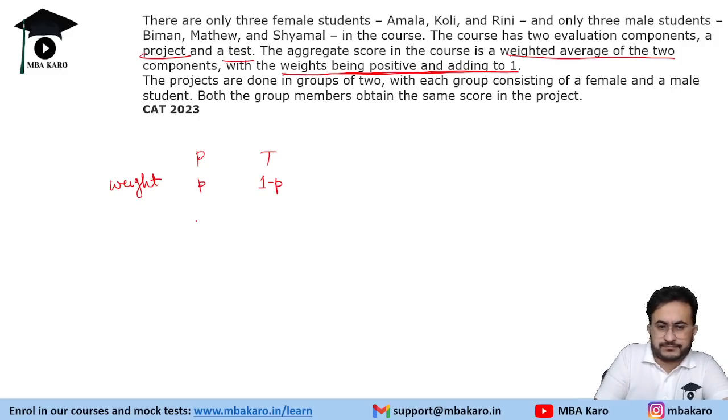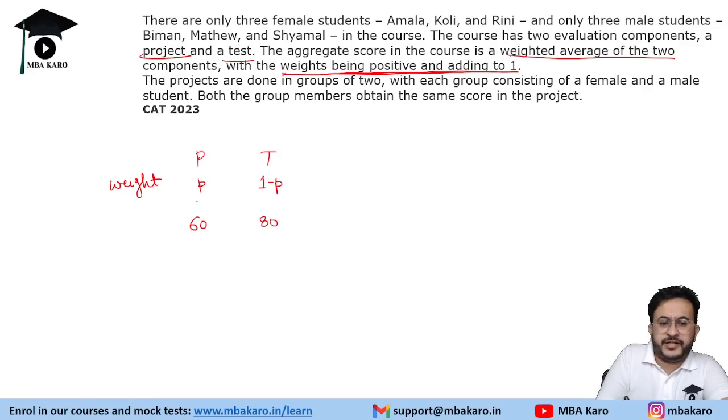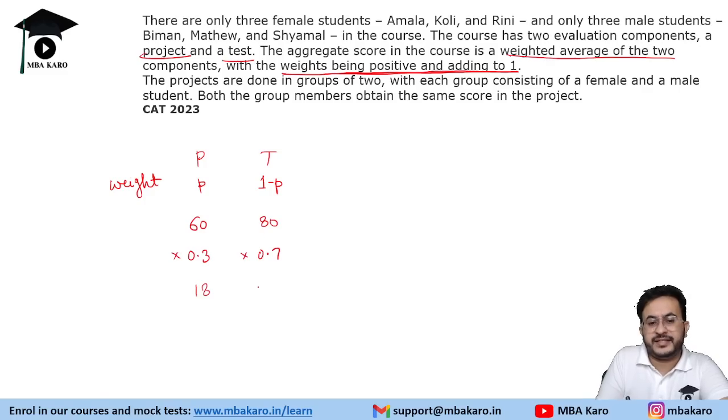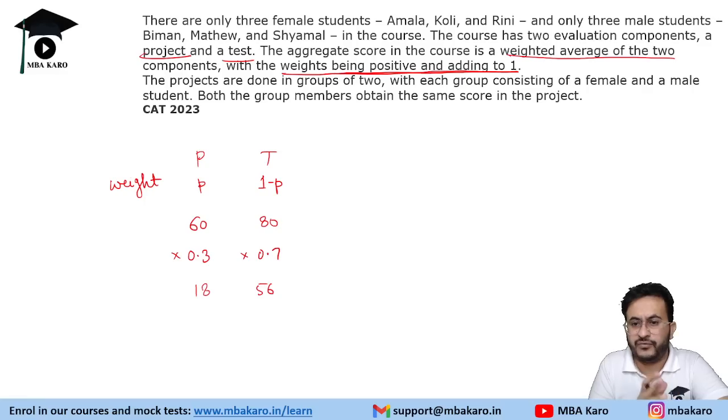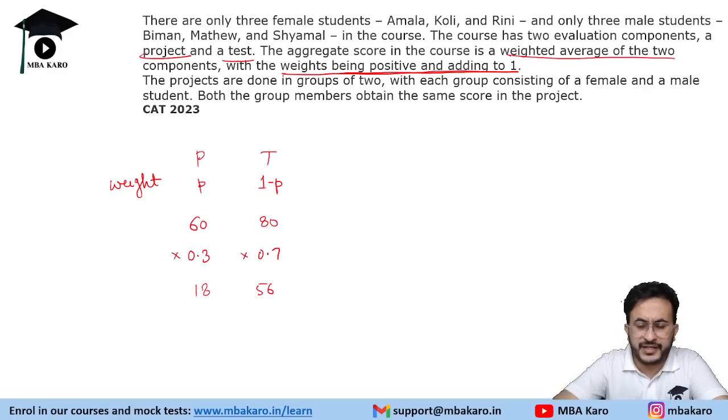So let us say a person gets 60 in project and 80 in test, just taking an example, and the weight of project is, let us say, 0.3 and test is 0.7. So his score will be 60 times 0.3, that is 18, and this is 56. So this is how one had to solve: whatever is the weight of project, multiply that weight by his score in project, and multiply the weight of test with the score in test, and add to get the total. There were other conditions given also, you could check it out, CAT 2023, how to figure out these totals.